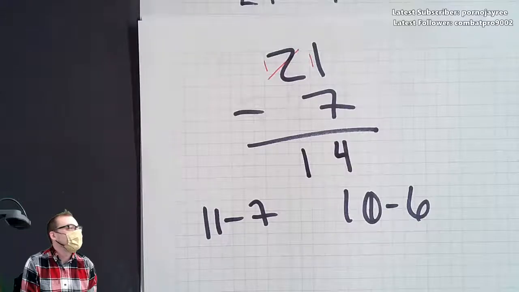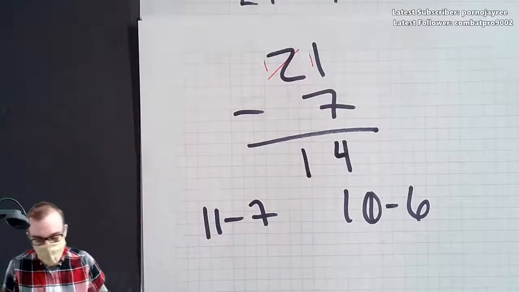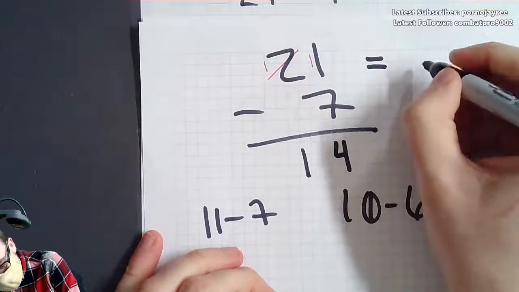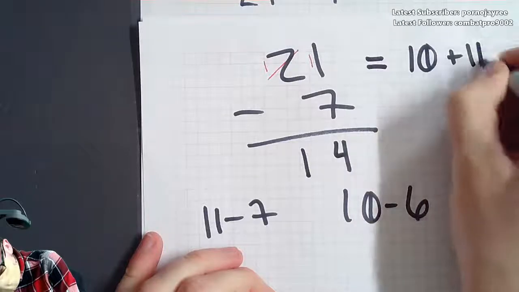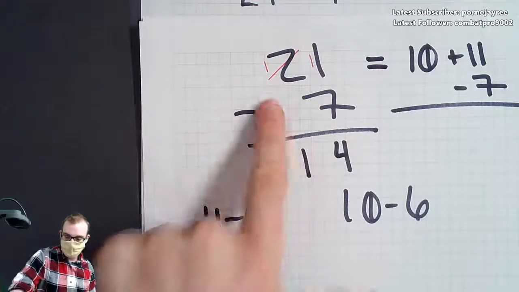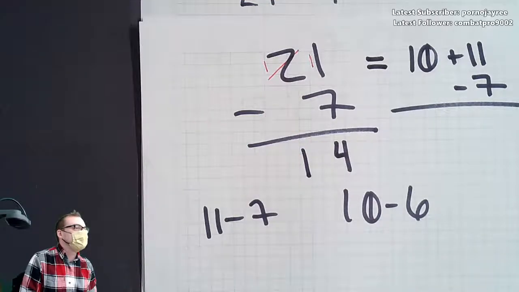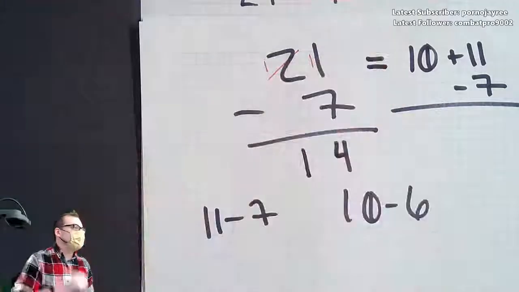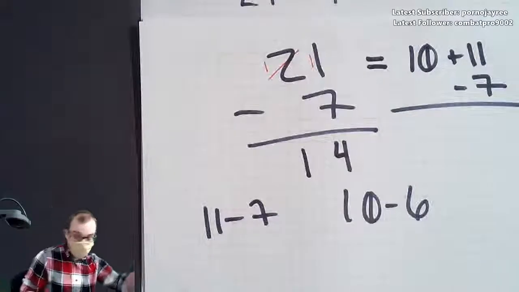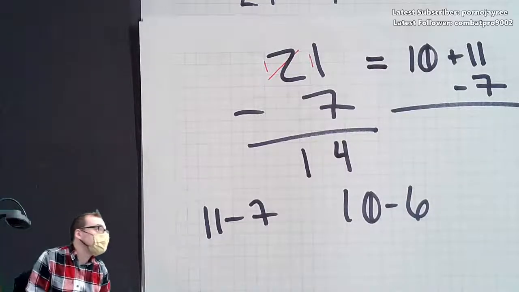Take away one of the, moving it over into one's place, which makes it 10. 21 is the same thing as 10 plus 11. That's what we're doing. So it's just 11 minus 7, which is 4, plus 10, 14. And I know 11 minus 7 is 4 because of lots of reasons, but one of the reasons is, well, it's the same thing as 10 minus 6.